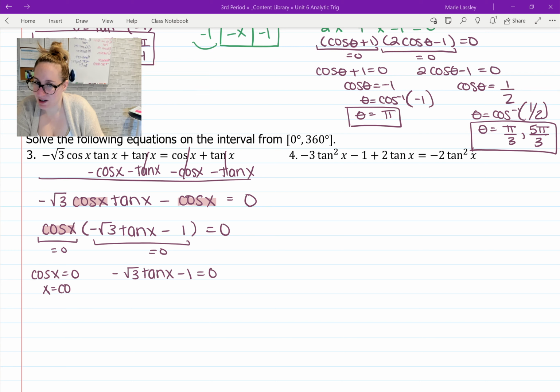So we have x equals inverse cosine of 0. This is asking us when on our unit circle do we have a cosine value of 0. All right, so that's going to happen at 90 degrees. And we are in degrees because it's 0 to 360. So this is going to happen when x equals 90 degrees and when x equals 270.